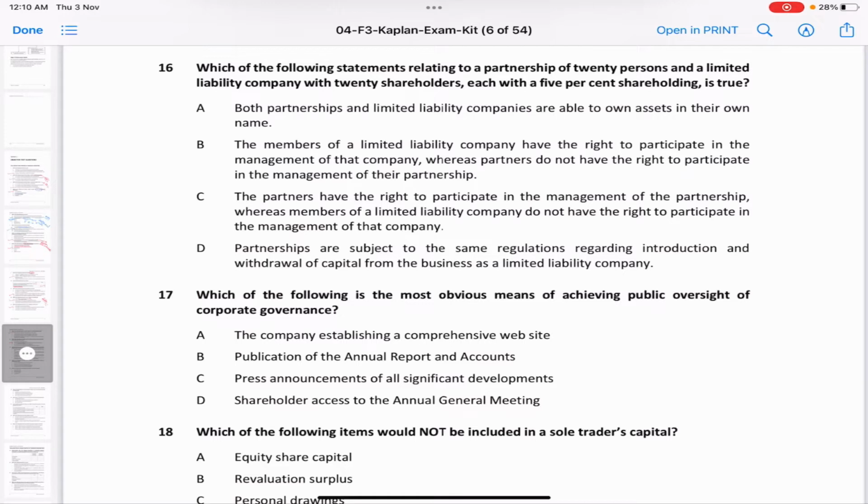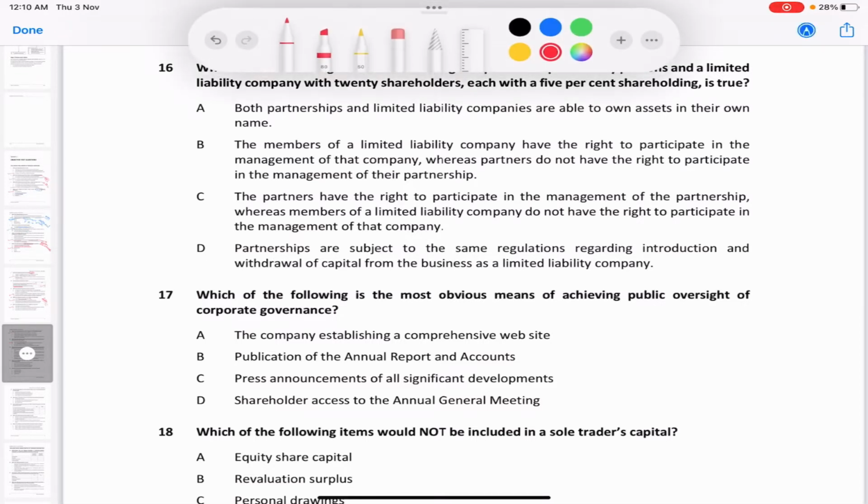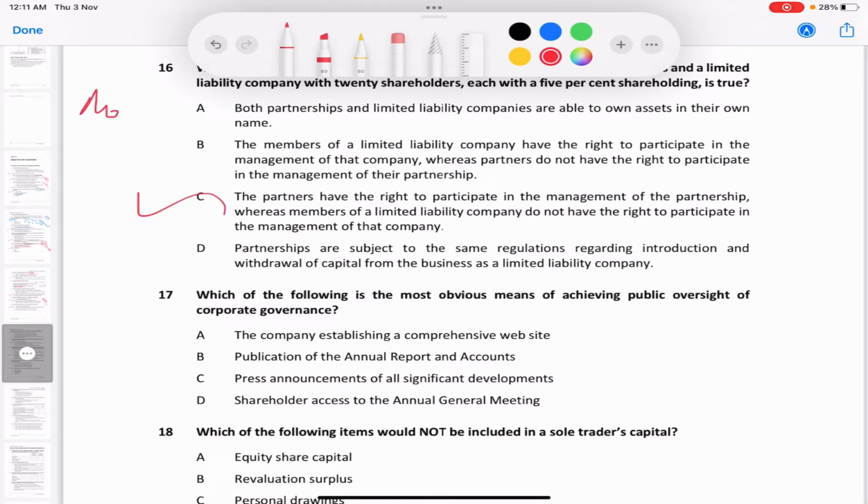The partners have the right to participate in the management of the partnership, whereas members do not have the right to participate in the management. That is true. So just because someone is a member of a company doesn't mean that they have the right to participate in making the decisions, right? Until and unless you are the owner in a limited liability company, you will not be allowed to make decisions, right?